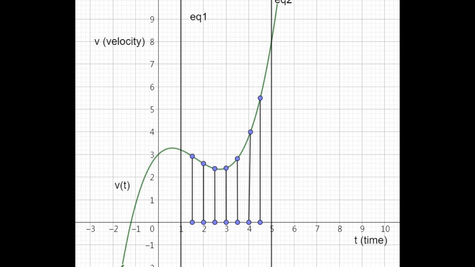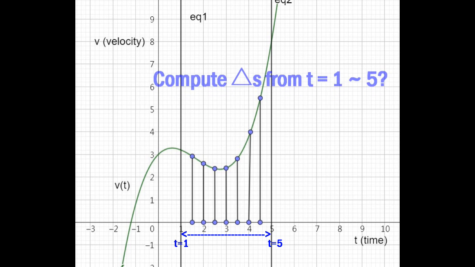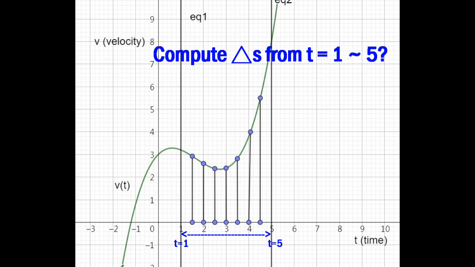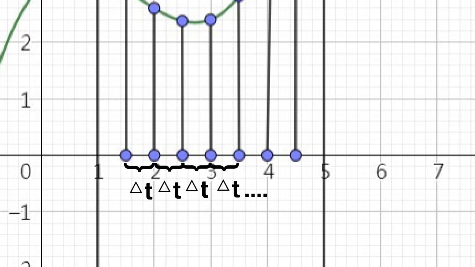But what if the velocity is already given, and it asks you to solve the distance traveled between two moments in time? If we're given the velocity function v of t, what is the distance traveled, delta s, from t equals 1 to t equals 5, or from the first second to the 5th second? Well, let's cut this time period into little slices with the same length, delta t.